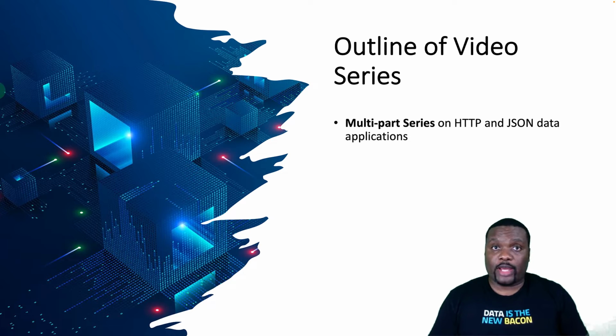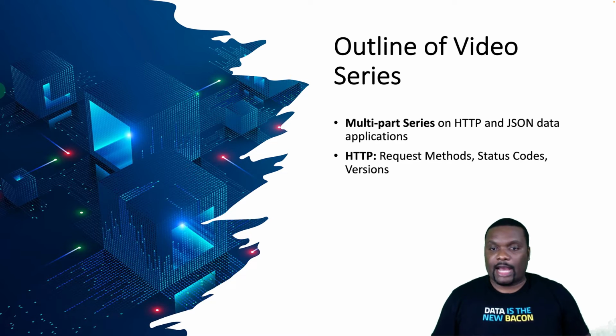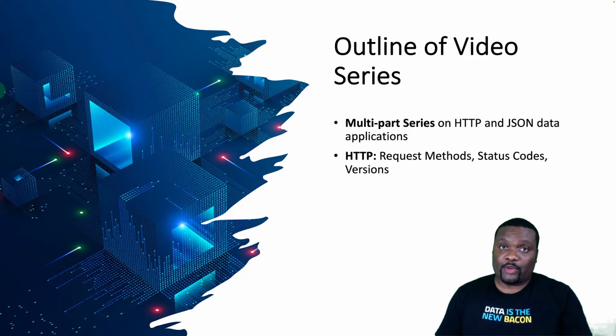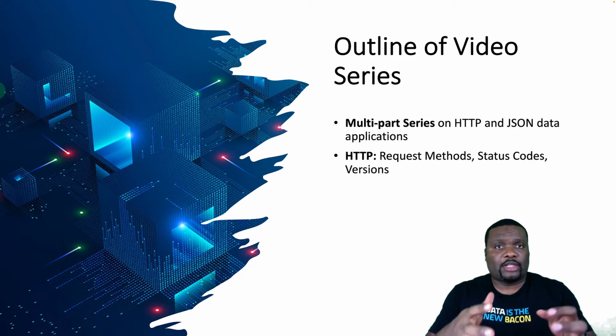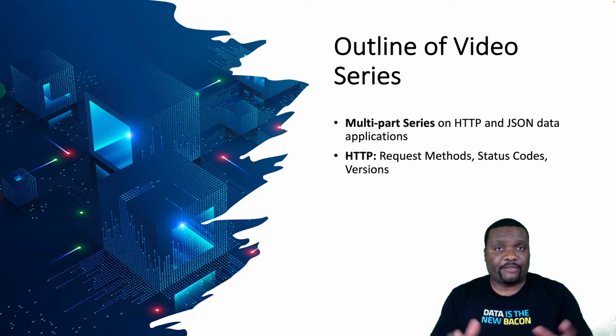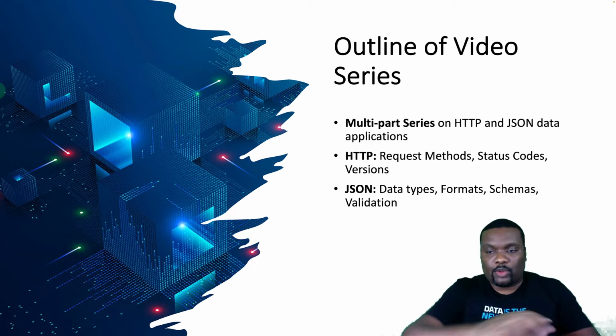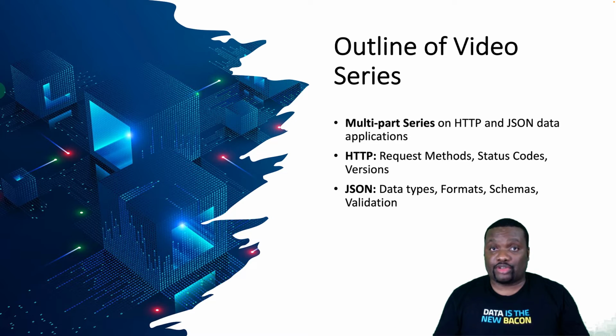So we'll talk about the HTTP protocol, the origin, and some of the things you have to care about when creating JSON data or trying to validate JSON data. I'm also going to do a deep dive into the request methods, when to use each one, and also what the status codes mean, the different versions of HTTP that you need to pay attention to. Then we'll take a look at JSON data structures, schema validations, and all those things.